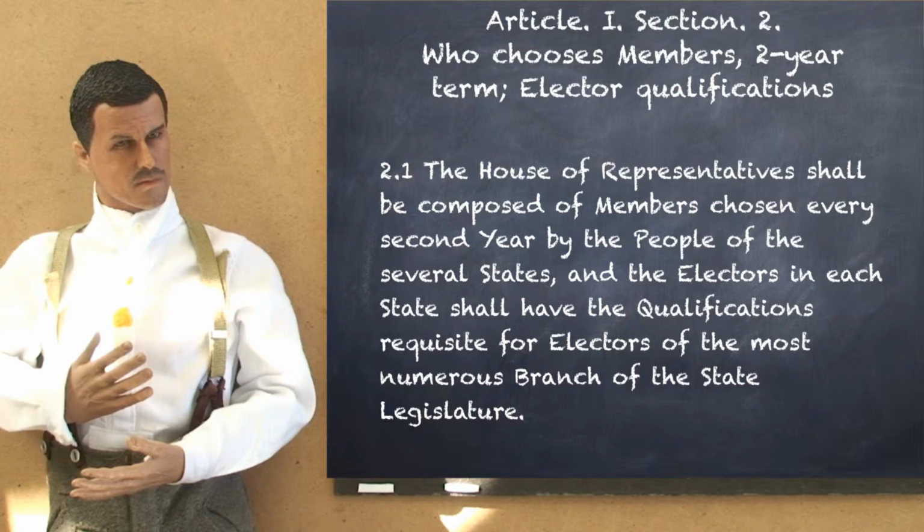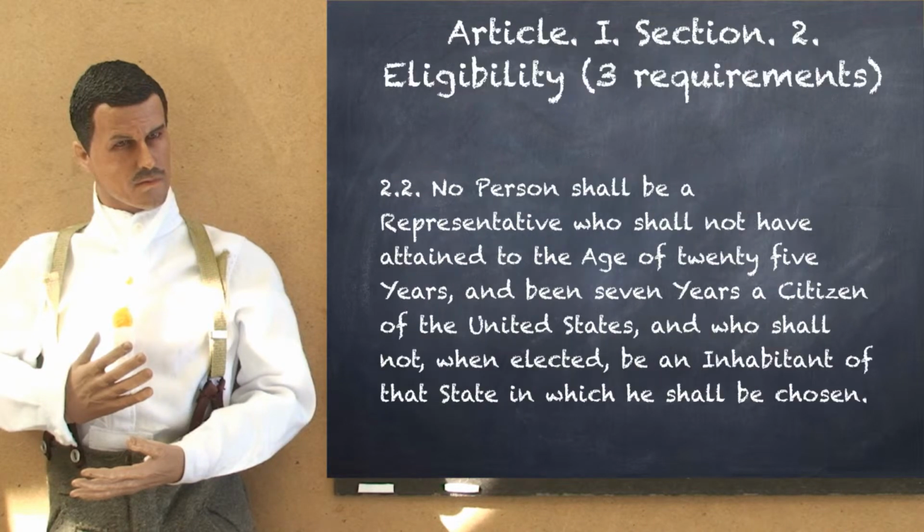Let's move on to 2.2. And this is the eligibility requirements of a representative. And there's only 3 things. And I'll read it. It says, no person shall be a representative who shall not have attained the age of 25 years and been 7 years a citizen of the United States, who shall not, when elected, be an inhabitant of that state in which he shall be chosen.